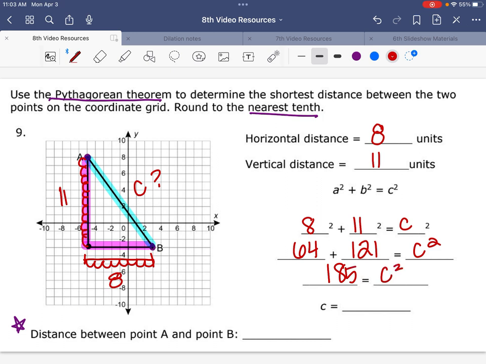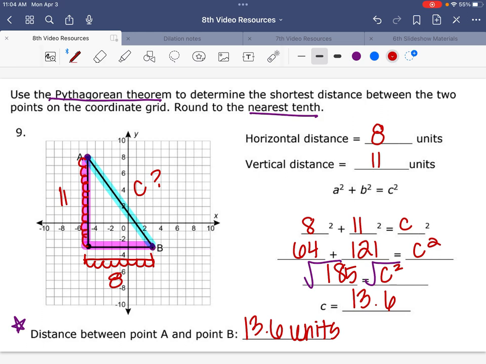But I don't want c squared, I want just the distance of c, or just that distance of the hypotenuse. So I need to take the square root of both sides. And the square root of 185 on my calculator is 13.6 when rounded to the nearest tenth. So using Pythagorean theorem, I found that the distance from point A to point B is 13.6 units.